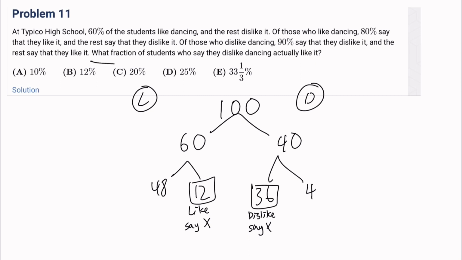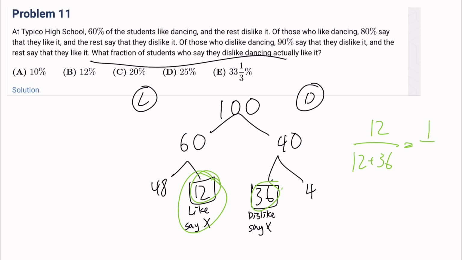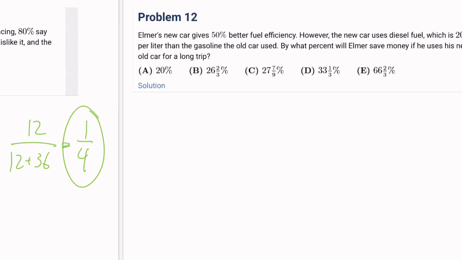And so what fraction of students who say that they dislike dancing actually like it? So out of 12 and 36, which actually like it? So 12. If you divide by 12 on the numerator and the denominator, that gives us 1/4. The answer is 25%, because 1/4 is 25%.